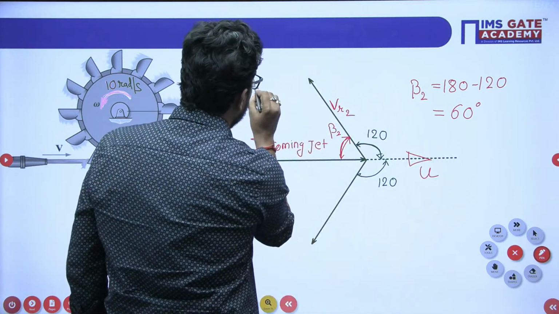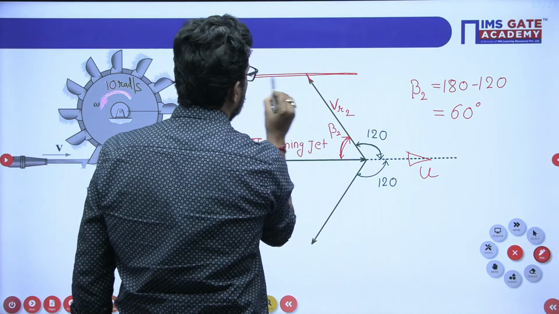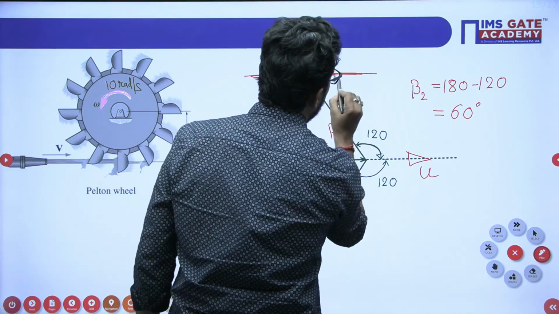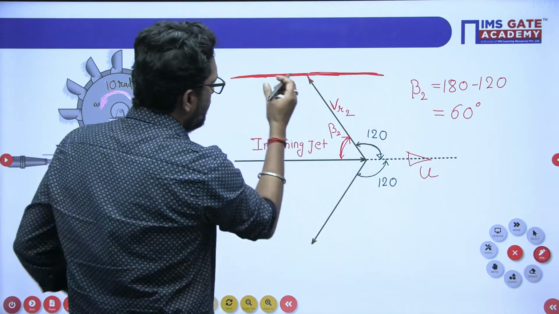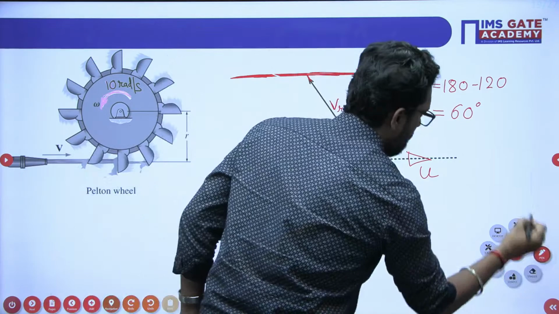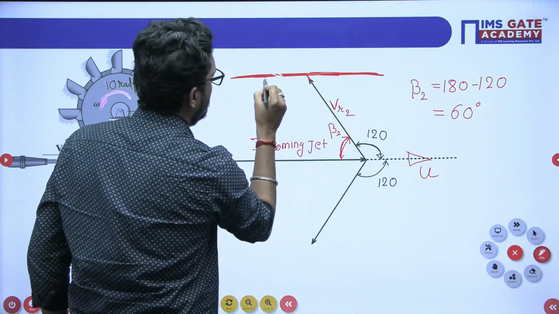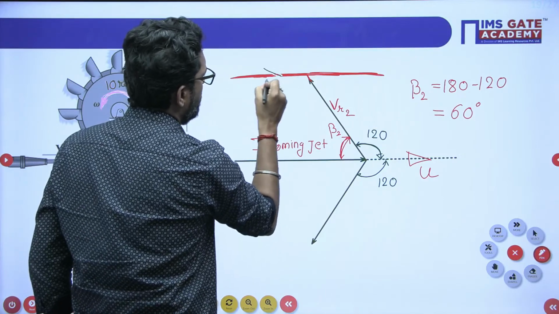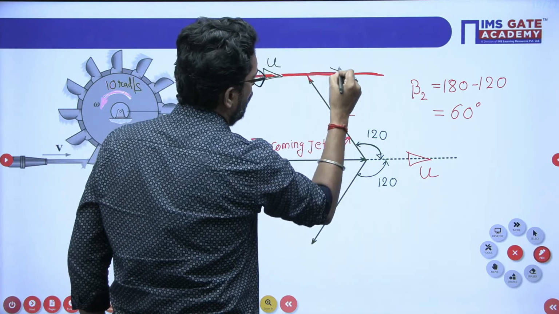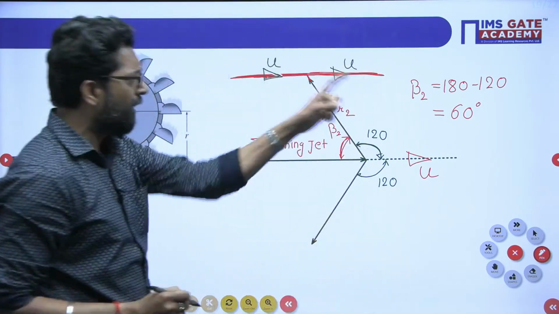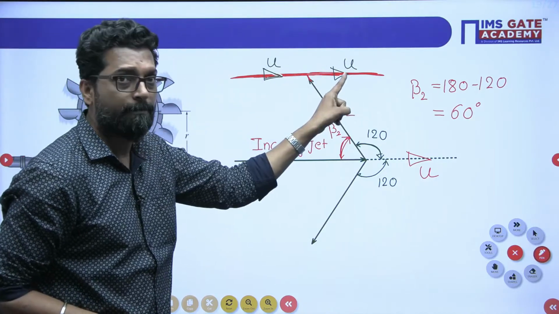At this line, this is the direction of U. Now, if you take this velocity, this is the velocity of U. If you take this other velocity, this is also a velocity of U in this direction. So which velocity do you have to take? This one or this one?